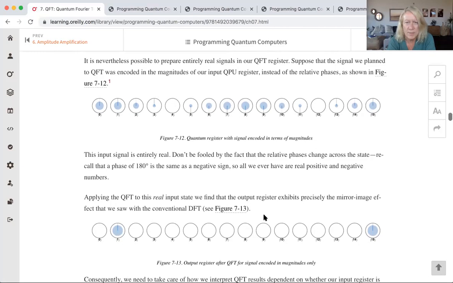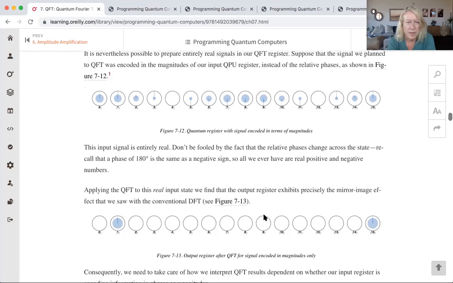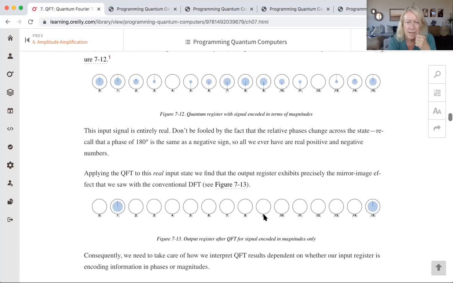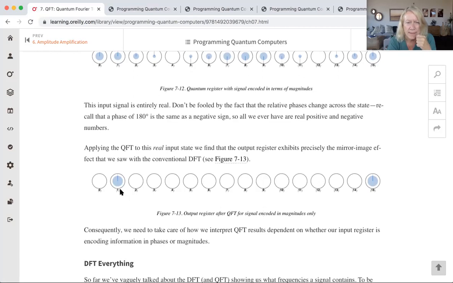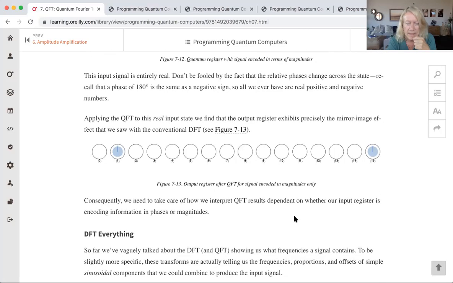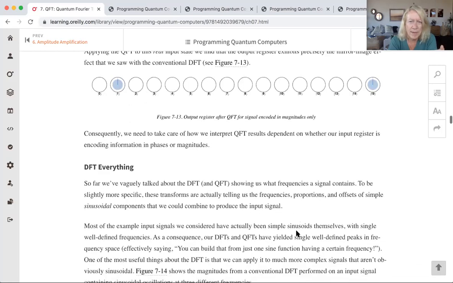We find the output register exhibits precisely the mirror image effect that we saw with the conventional DFT. So we'd only take the first one in this case, if I'm understanding correctly, because the second one would just be a mirrored image and it wouldn't be important for our computation. So we need to take care of how we interpret it, where the input register encoding is in phases or magnitudes. That seems to me to be pretty important. So in a QFT, we need to understand if our input register encoding is in phases or magnitudes. And my question is, could it be in both? I would think it could, but maybe it can't.